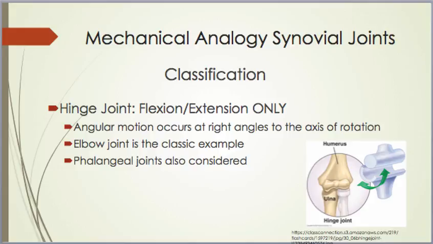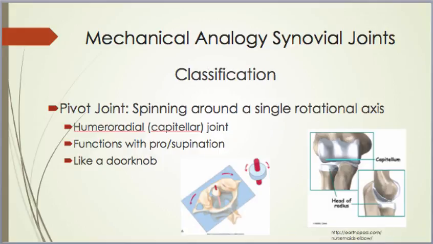Next, we have a pivot joint. So in a pivot joint, we have a spinning motion around a single rotational axis. So I already gave you the example in the slide before on the humeroradial joint or the capitellar joint, where in pronation and supination of the forearm, the head of the radius articulates on the capitellum of the humerus in a rotatory fashion, like a doorknob. So you see this in the picture on the right, where the head of the radius.